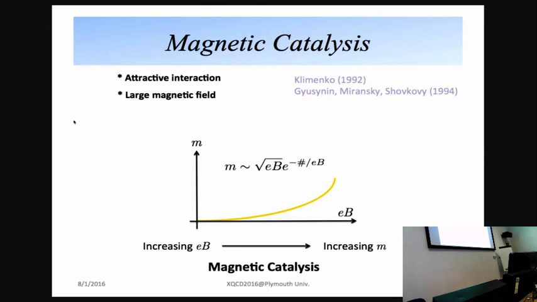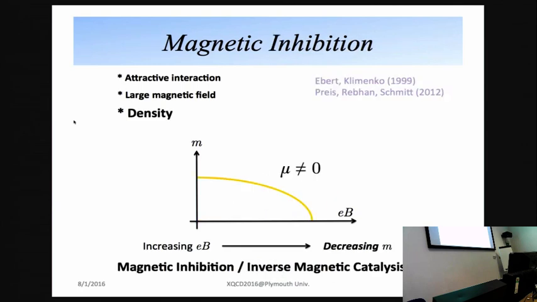Suppose that you have an attractive interaction between the quarks or fermions, and you also have a large magnetic field. Then the magnetic field drastically changes the structure of the chiral symmetry breaking. Namely, as the magnetic field increases, the dynamical mass is enhanced by the magnetic field, which is named magnetic catalysis. On the other hand, if you consider a finite density system, the situation drastically changes. In this case, the magnetic field plays a role to suppress the dynamical mass. This phenomenon is called magnetic inhibition, or inverse magnetic catalysis.